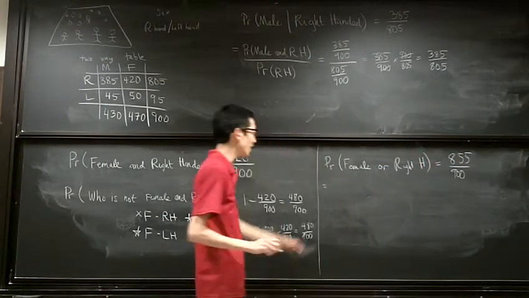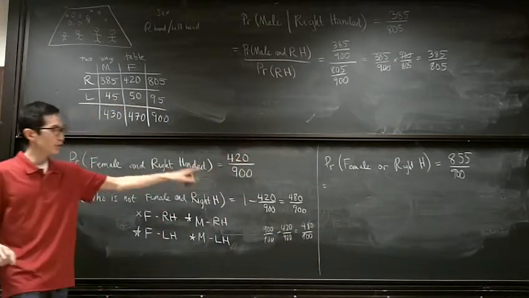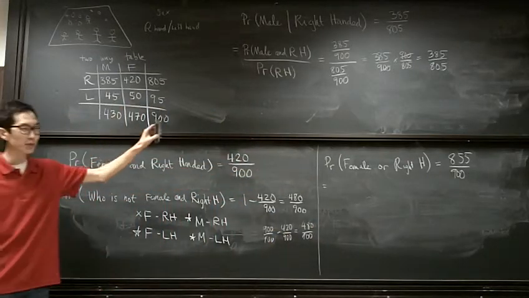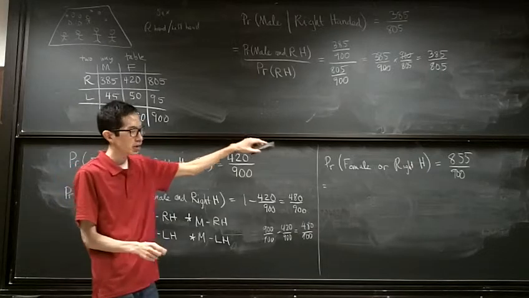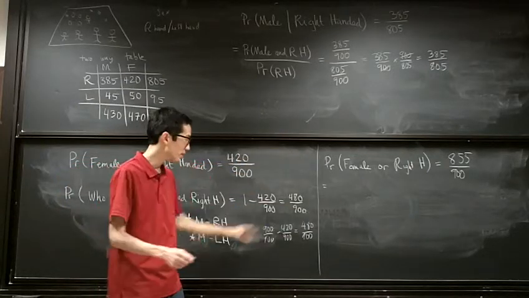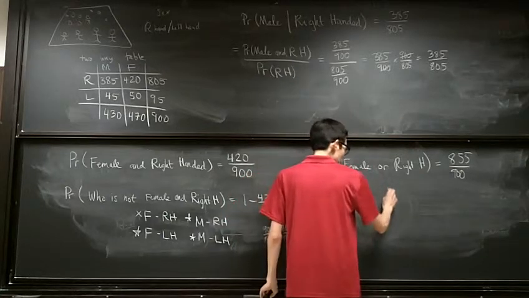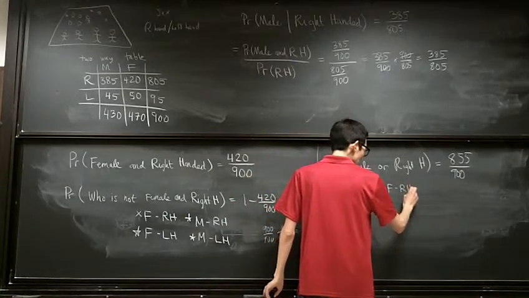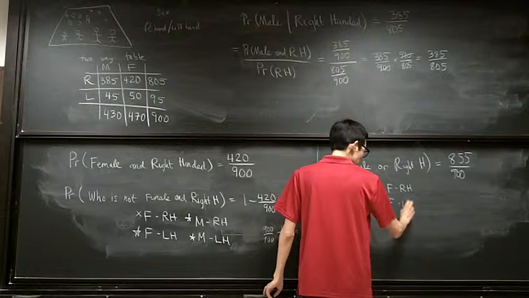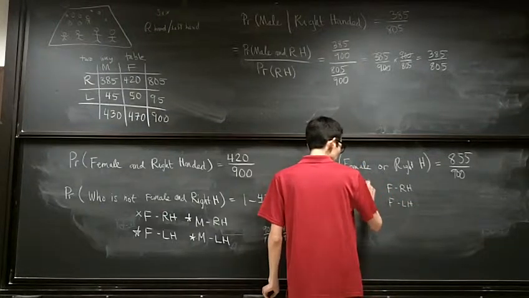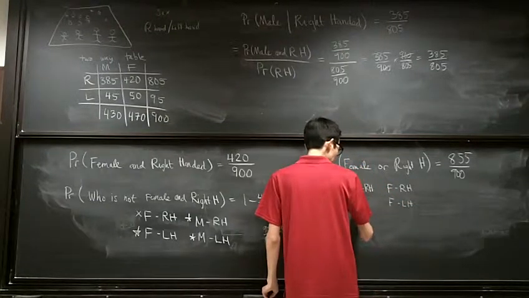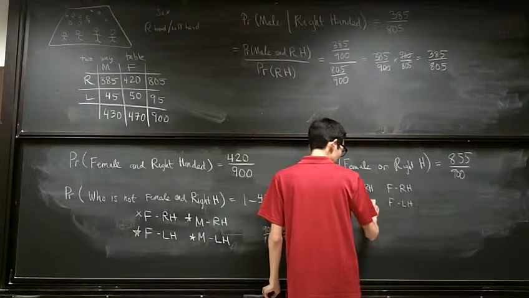Okay. Alright. Probability, if we pick someone at random, what's the probability that this person is female or right-handed? Okay, so let's create our grid again. Okay, we have females who are right-handed, females who are left-handed, males who are right-handed, and males who are left-handed.